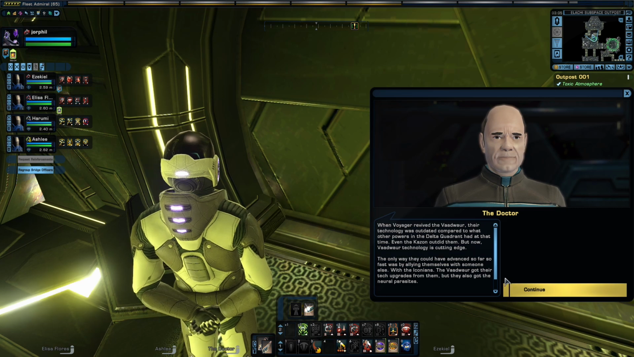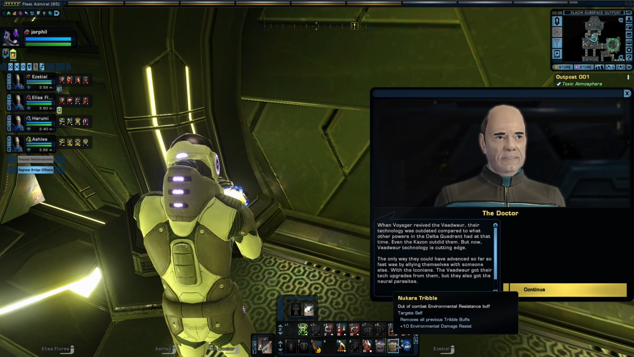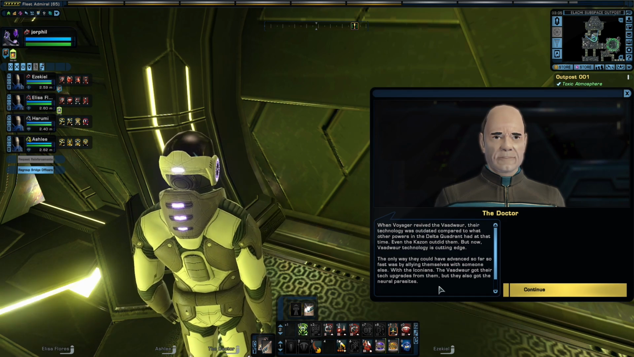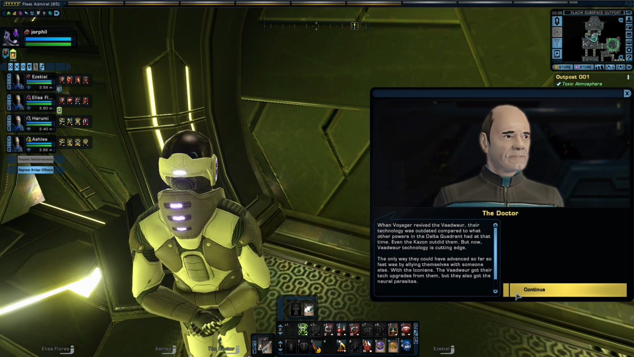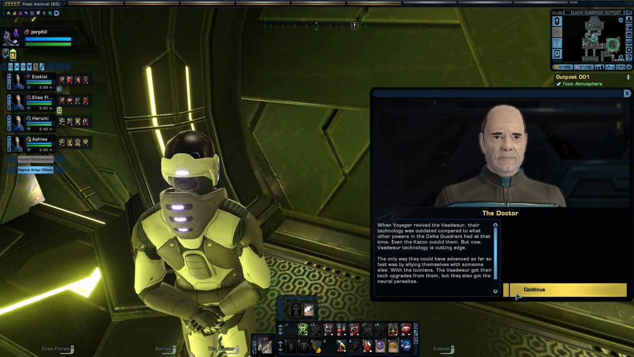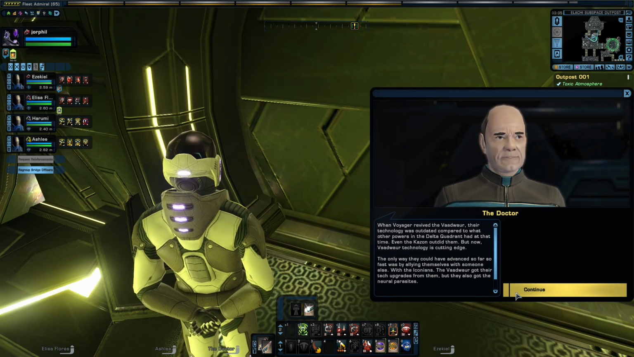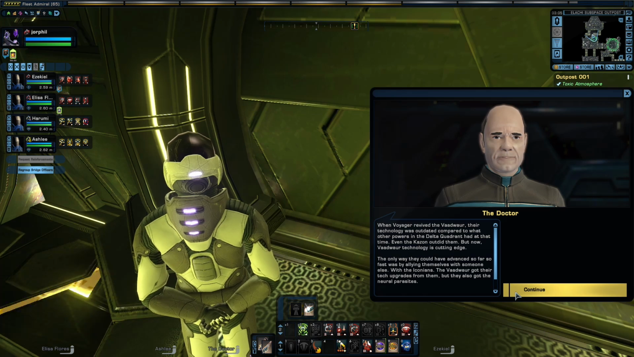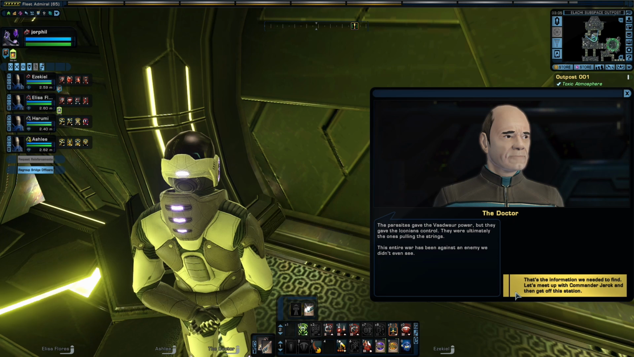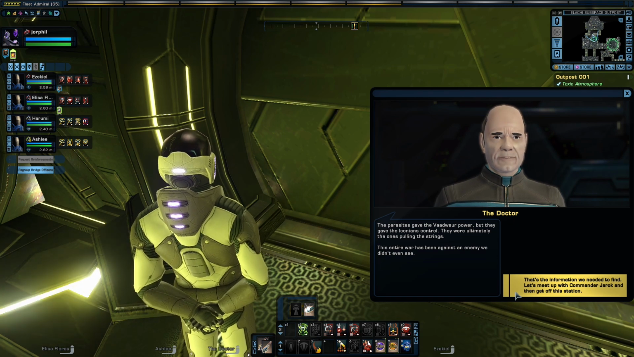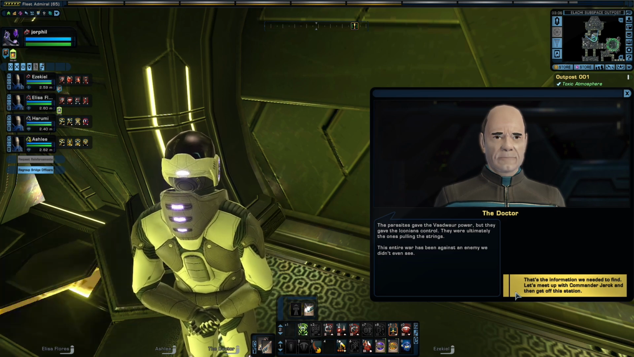When Voyager revived the Vaadwaur, their technology was outdated compared to what other powers in the Delta Quadrant had at that time. Even the Kazon outdid them. But now, Vaadwaur technology is cutting edge. The only way they could have advanced so far, so fast, was by allying themselves with someone else, with the Iconians. The Vaadwaur got their tech upgrades from them, but they also got the neural parasites. The parasites gave the Vaadwaur power, but they gave the Iconians control. They were ultimately the ones pulling the strings. This entire war has been against an enemy we didn't even see.